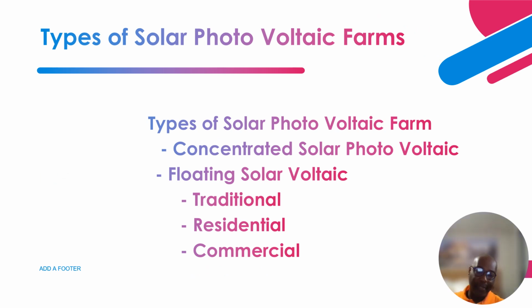Now let's talk about the different types of solar photovoltaic farms. The first one is concentrated solar photovoltaic, or called thermal photovoltaic. Then you have the floating solar photovoltaic, a solar farm that is basically floating on the surface. It can be a river, a lake, or the afterflow of hydro plants. Then you have the traditional.